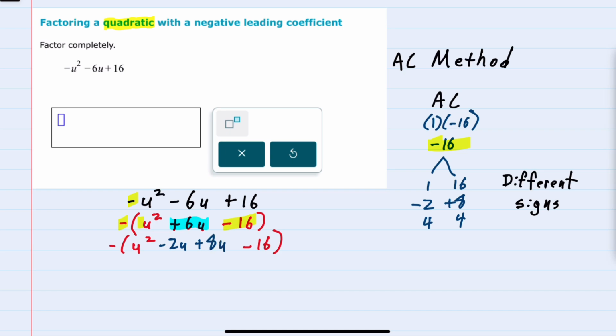So we have now turned this into a quadratic with 4 terms, and leaving that negative outside, if I group these first 2 together, they have a common u that I can factor out, leaving me with u in the first term and a minus 2 in the second. And then grouping the second 2 terms together, I can factor out a positive 8, leaving me with u in the first term and a minus 2 in the second term.